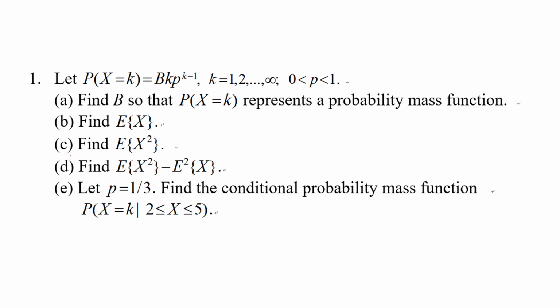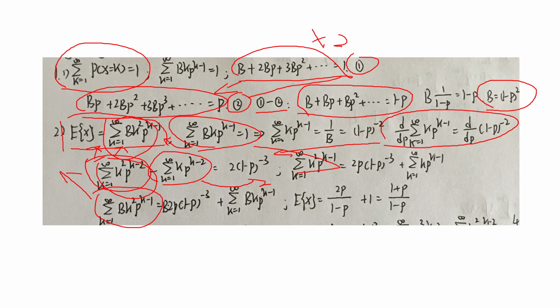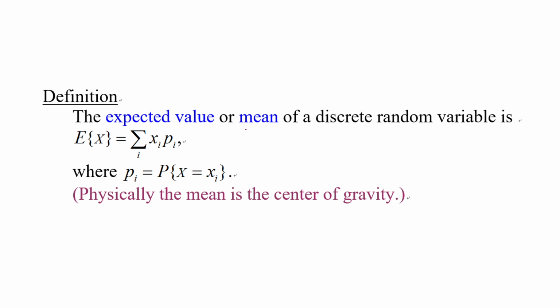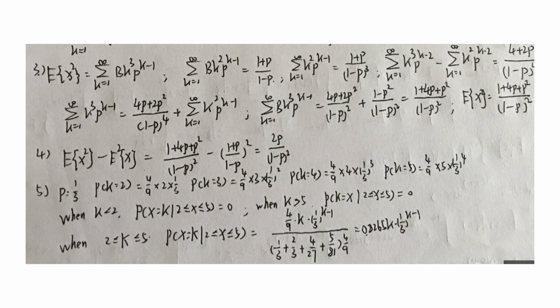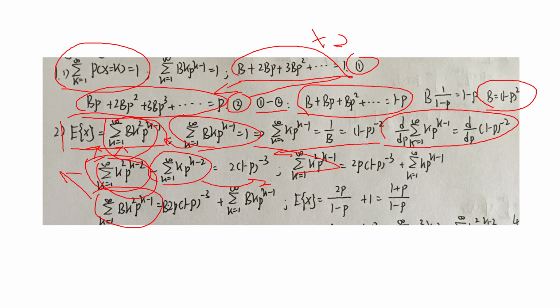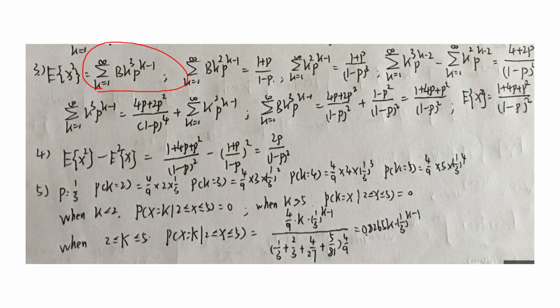The third question is to find the expected value of X squared, and it's just like the second question. We can simply apply the definition of expected value, which is like this, but it's still a little bit hard to directly find the value. So we can use the same method as in the second question to find the answer. The answer is this.